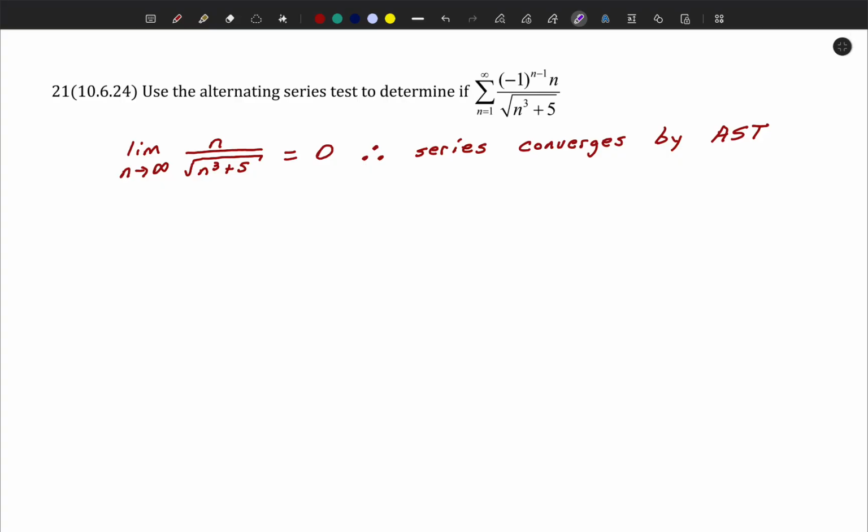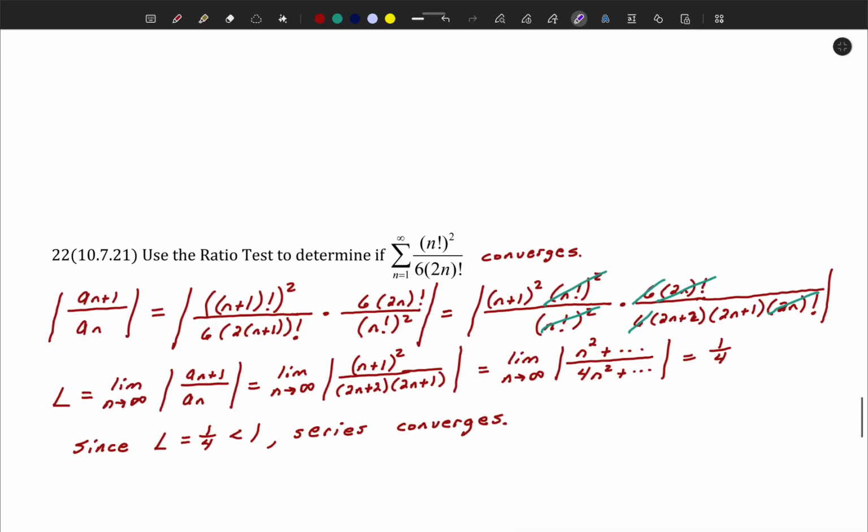Now, what if it had been anything other than 0? It would diverge by the alternating series test, or you could even say it diverges by the test for divergence. Either way would work. But in this problem, I specifically said use the alternating series test, so that's what I've done here. So since this is 0, the series converges by the alternating series test.